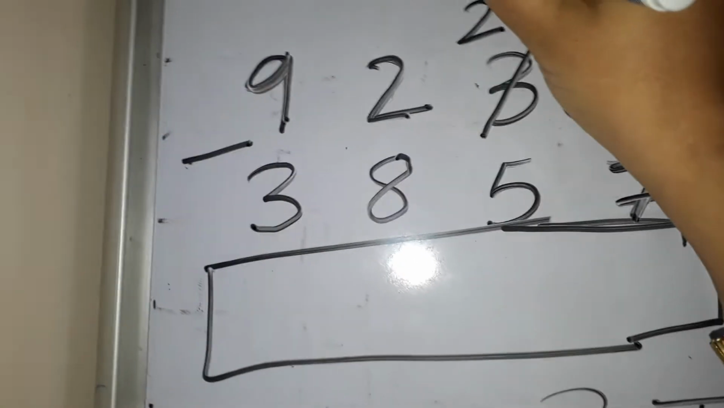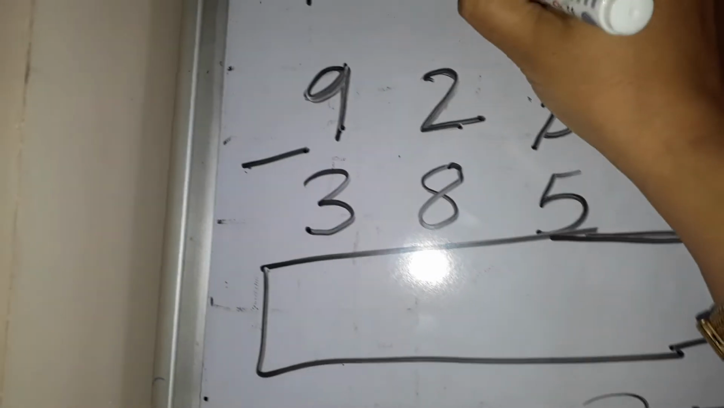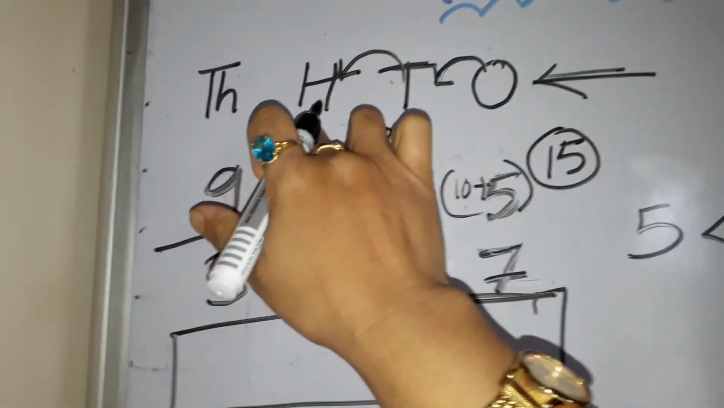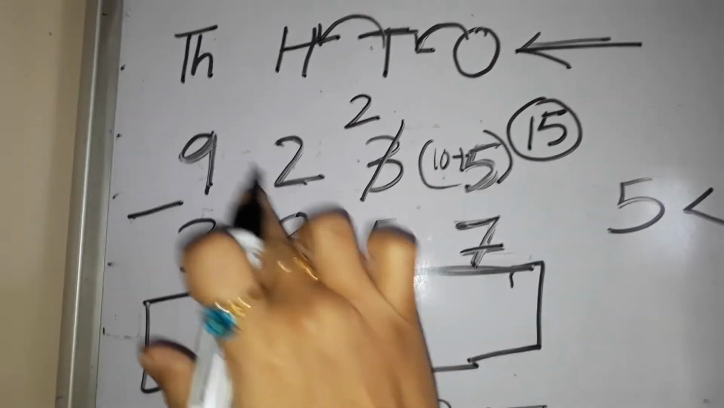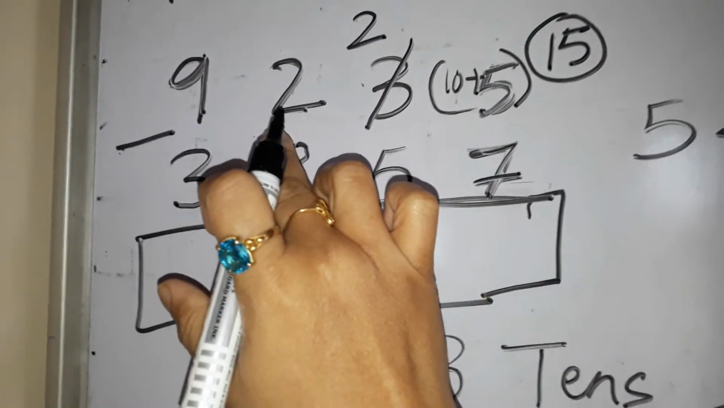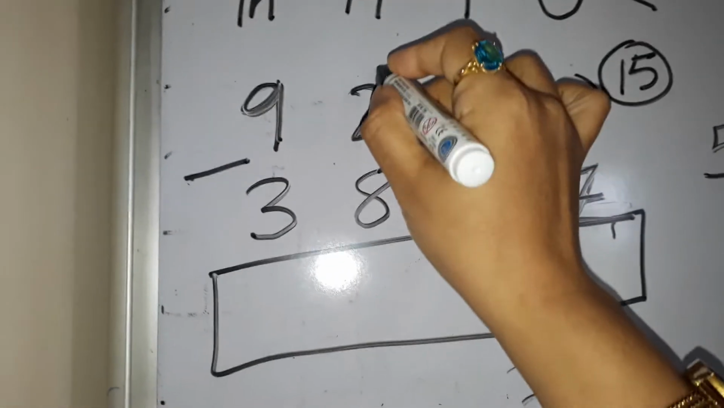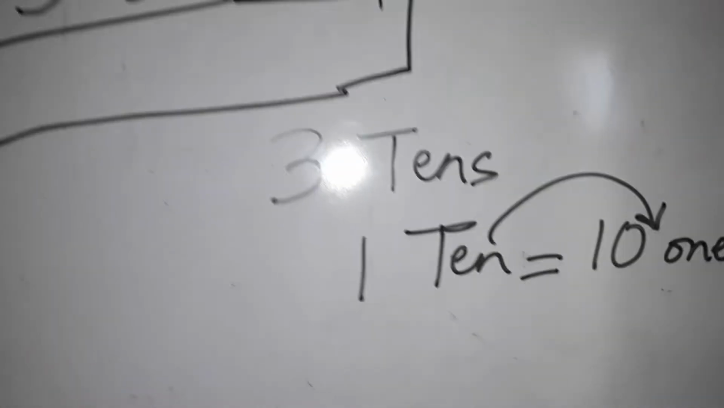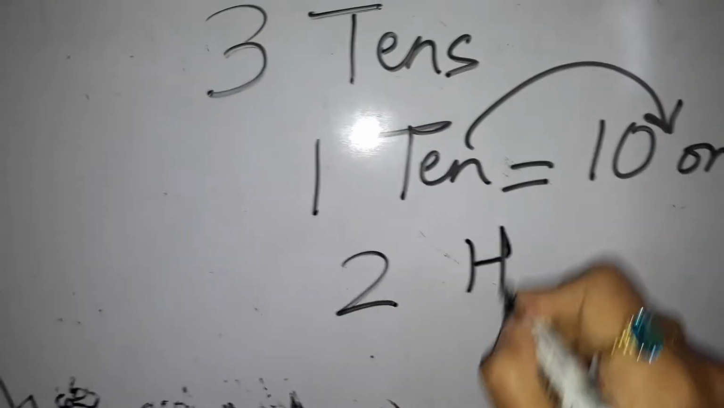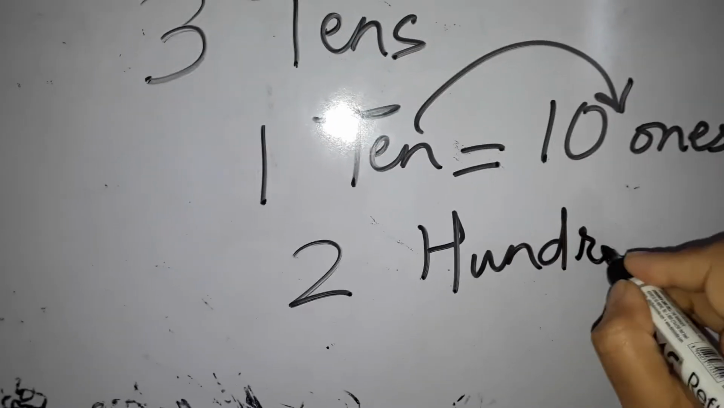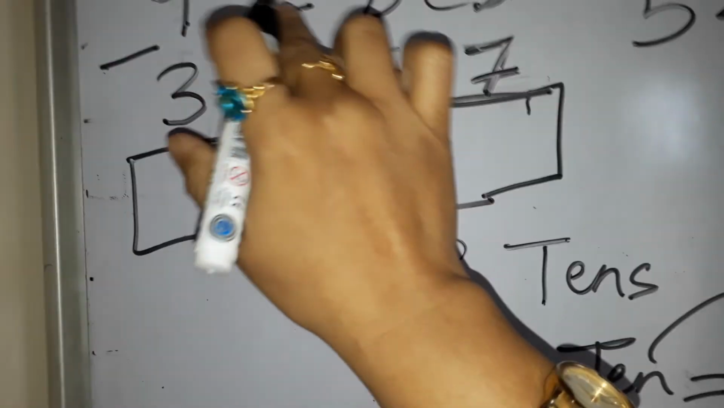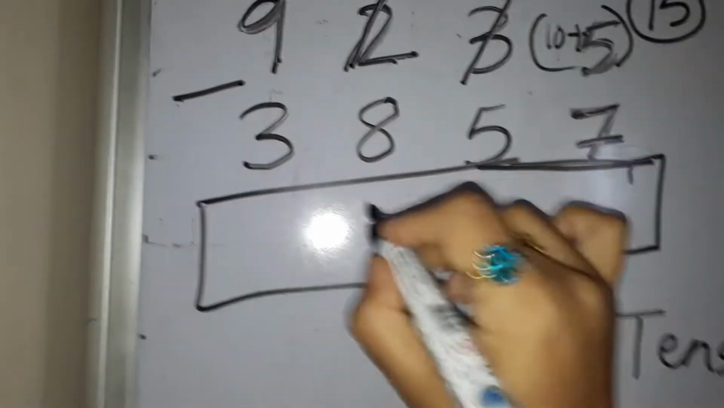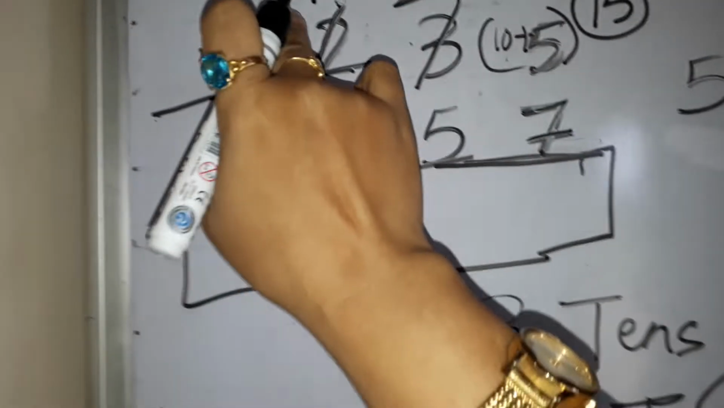We have to borrow. So we move on to the neighboring place, the hundreds place digit to the left, and we will borrow 100 from it. The hundreds digit over here is 2, so we are going to borrow 1. 2 means 2 hundreds are there. From these 2 hundreds, I am going to take away 100. So we will be left with 1. If I take away 100 from 200, we are left with 100.